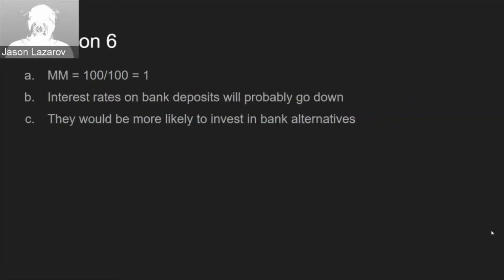For question 6, in this situation where the reserve ratio is 100%, the money multiplier will be the inverse of that, which is, again, just 1. So the interest rates on bank deposits will probably go down in this case. This is because the bank cannot use any money on loans to make a profit, so it will reduce the amount of money it will give back to the depositor by decreasing interest rates. And for 6C, this will mean that the depositors are more likely to invest in bank alternatives, since their opportunity cost is greater if they invest in bank deposits.